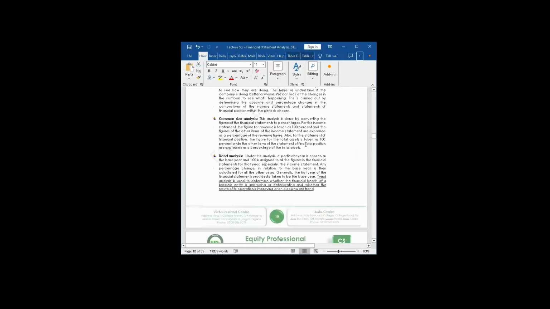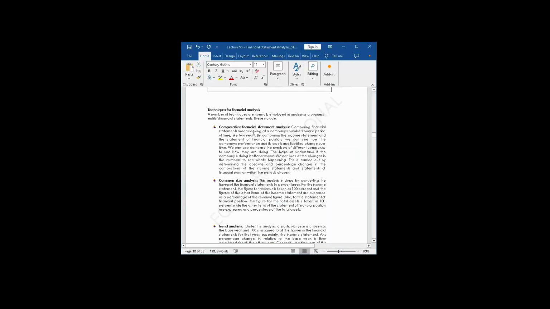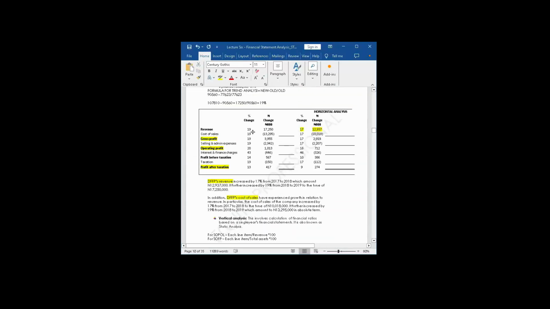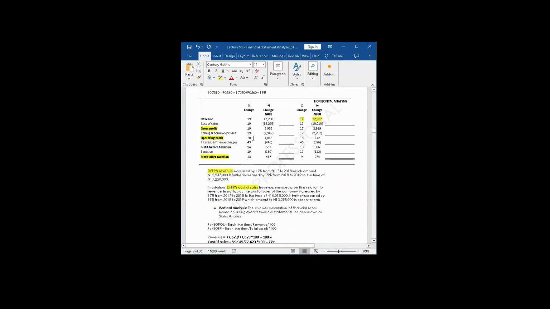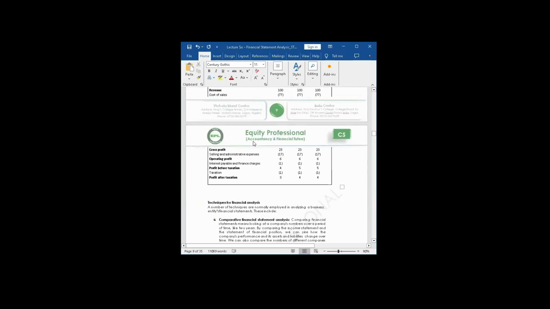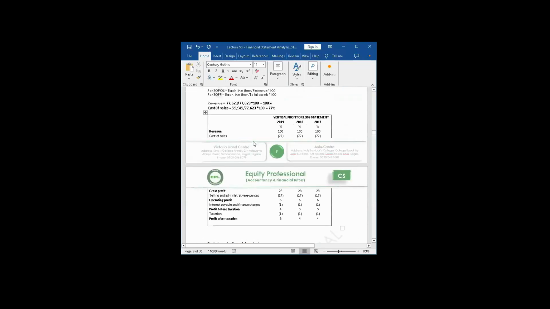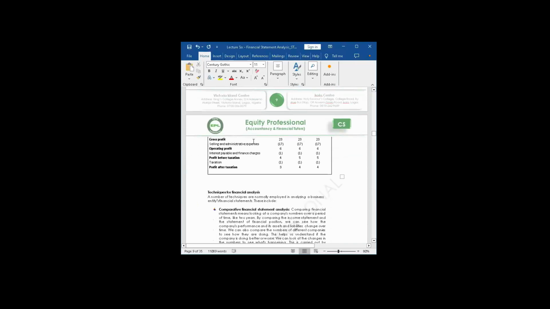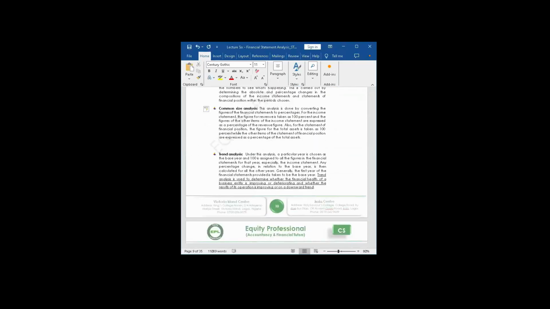Now, common size analysis. When we talk about common size analysis, the vertical analysis that we have done here is in fact common size analysis. Another name for vertical analysis is common size analysis.